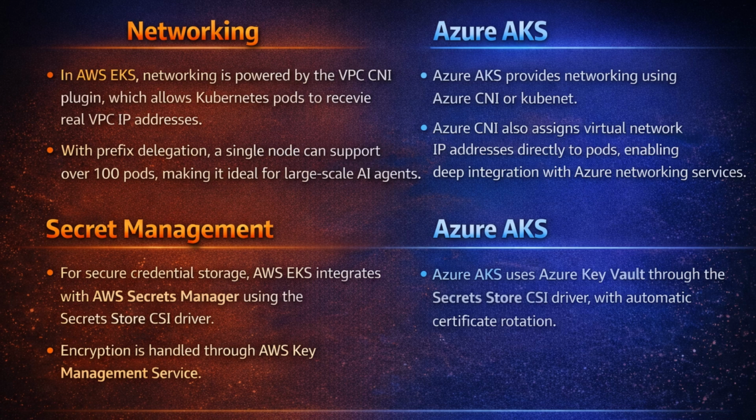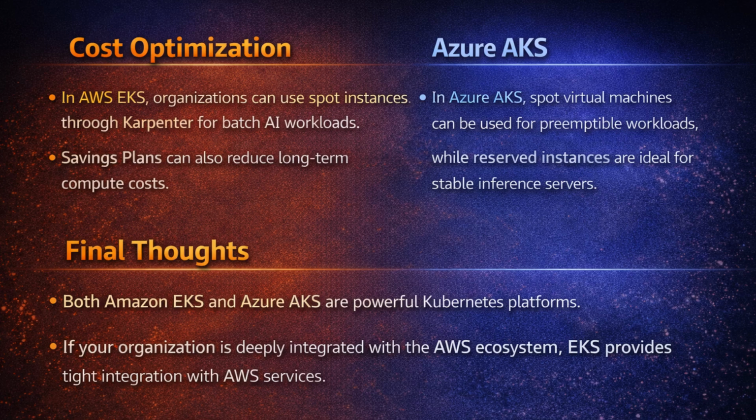Cost optimization. Cost control is essential when running large AI infrastructure. In AWS EKS, organizations can use spot instances through Karpenter for batch AI workloads. Savings plans can also reduce long-term compute costs. In Azure AKS, spot virtual machines can be used for preemptible workloads, while reserved instances are ideal for stable inference servers.